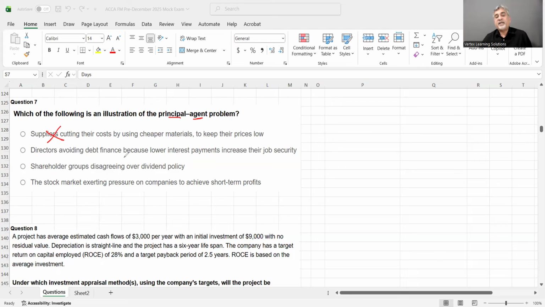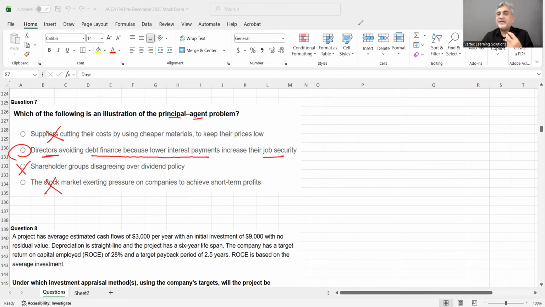Directors avoiding debt finance because lower interest payments increase their job security. Shareholders group disagreeing over dividend policy. This is also not, because one group of shareholders says we need more dividend, another group of shareholders says we need less dividend. So this is between the shareholders, it's not the agent. The stock market exerting pressure on companies, this is not principal agent. This is principal agent: directors avoiding debt finance because lower interest payments increase their job security.